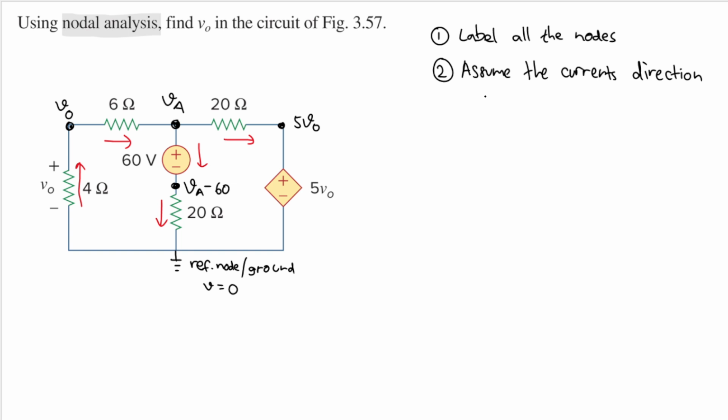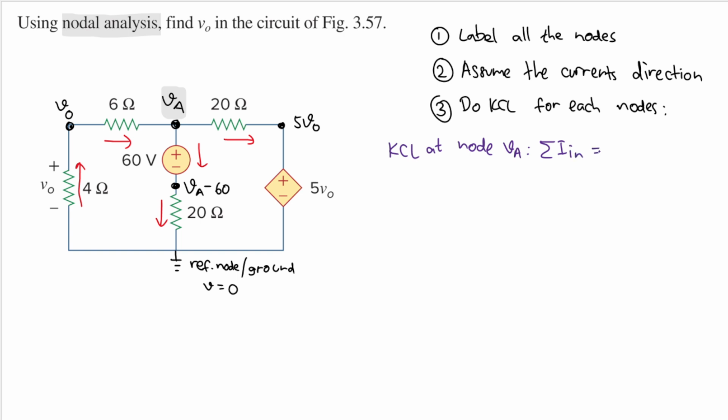We need to do the most crucial step, which is to do KCL for each node. Okay, let's do KCL. First thing that I need is KCL at VA. Let's do exactly that. What does KCL say? KCL says that the sum of the currents that go in will equal the sum of the currents that go out.